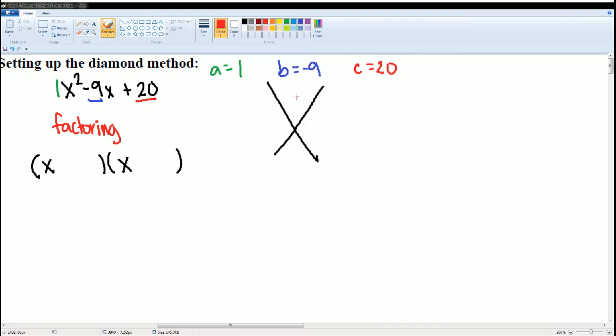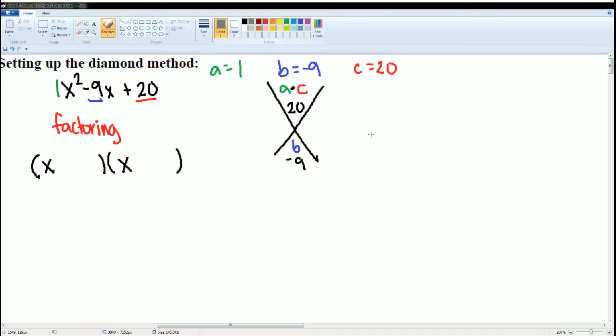In here, again, it is a times c. So I can write that for you again: a times c. In this case, it was 1 times 20, so that gets you 20. And the bottom number is just your b. In this case, it is just negative 9.